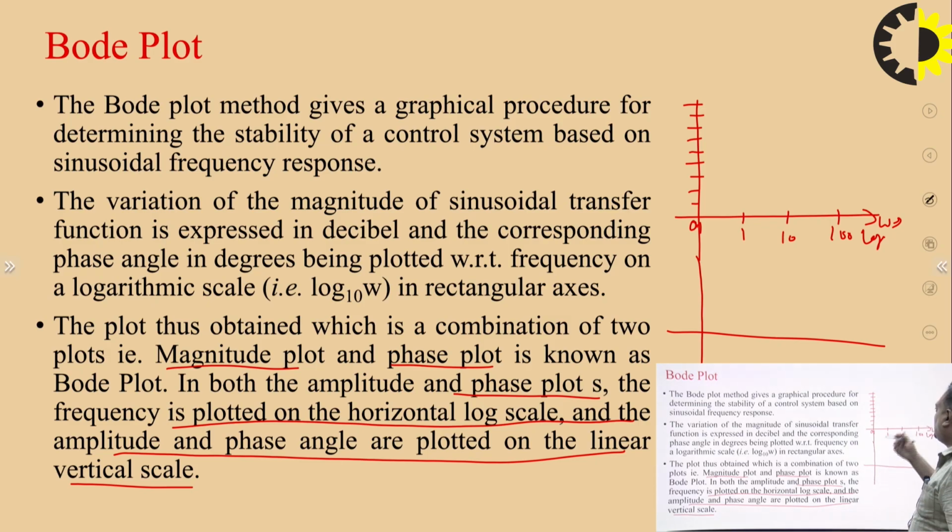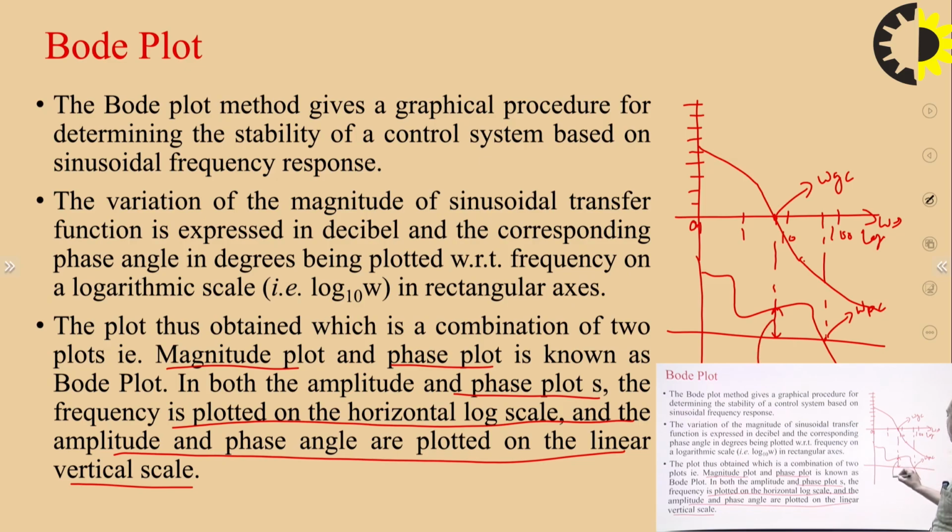Let us suppose one magnitude plot, an example like this. This frequency is your gain crossover frequency, omega GC. And suppose you have a phase plot somewhat like this. This frequency is called omega PC, or phase crossover frequency. And what about the gain margin and phase margin? You put a perpendicular from here to here and here to here. So this is the phase margin, and in this case, this is the gain margin.